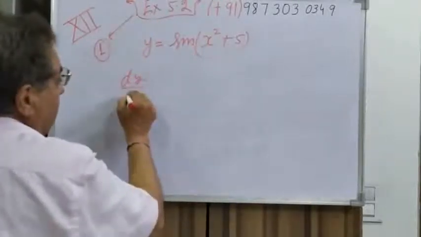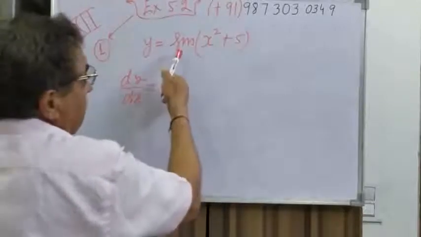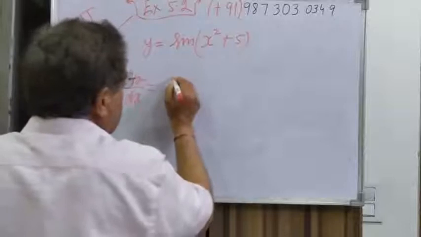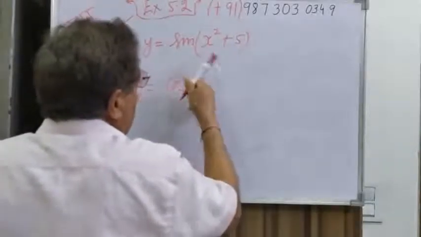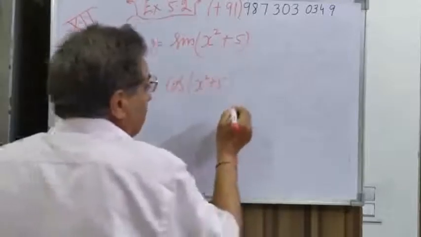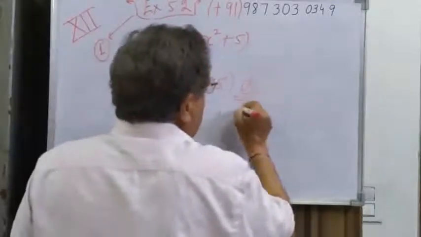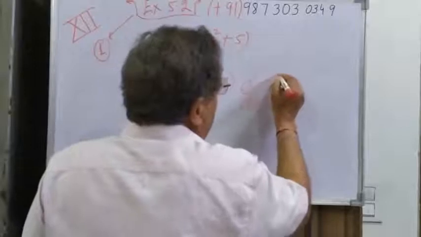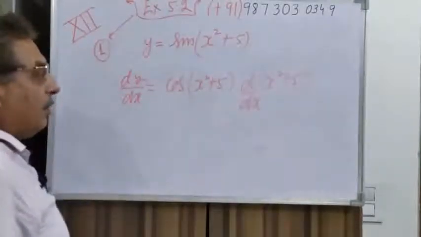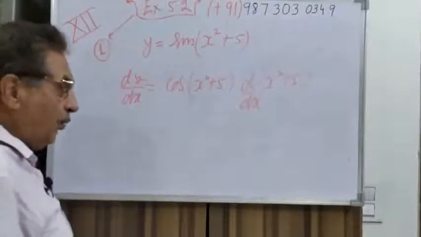dy upon dx on the left hand side. What is the derivative of sin? It is cos of x square plus 5 as it is. Along with this, we will write down the derivative of x square plus 5. This is called the derivative of composite functions.